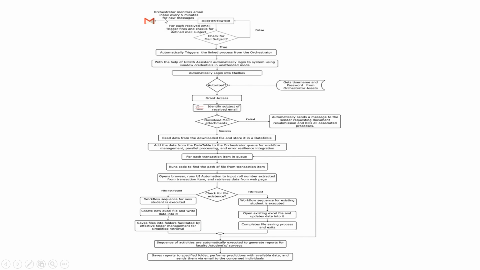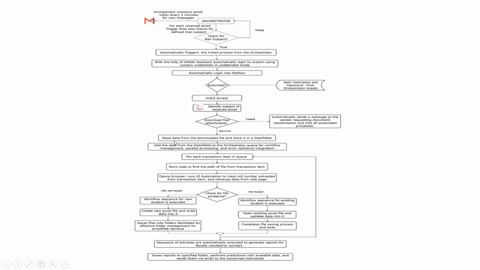This orchestrator always looks every 5 minutes. Once it finds a mail, it checks the mail subject. If it's an advertising mail, it is false and it's not going to work. If the mail subject is true, it triggers the process. It is going to log into Windows, log into the mail, and get the username and password from the assets, then it is granted access and identifies the subject of the received email and downloads the mail attachment. If failed, it will send the mail again.